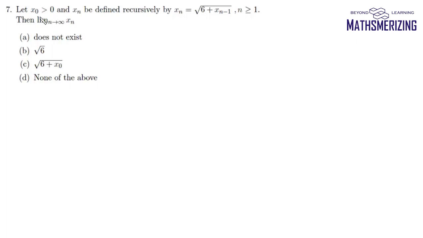Now question number 7 is, let x naught greater than 0 and xn be defined recursively by xn equals under root of 6 plus xn minus 1, where n is greater than or equal to 1, then this limit n tends to infinite xn is. Now we can write this xn as under root of 6 plus xn minus 1. We can write this as xn square, it will be 6 plus xn minus 1.